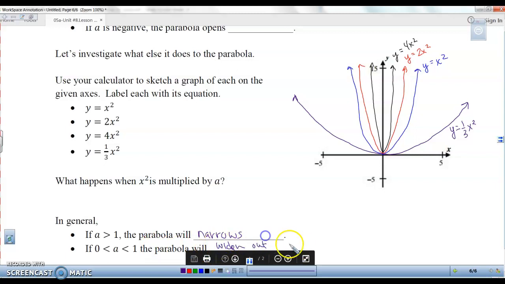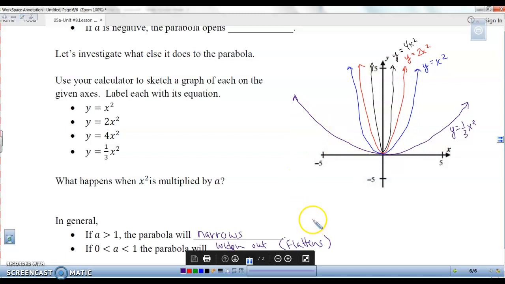And it flattens. So it's as if you took the original one and squished it down, and you end up with the flatter parabola. Because this is not going up as fast as these, because 1/3 is a smaller number, it's not going to increase or decrease as fast as the other one.